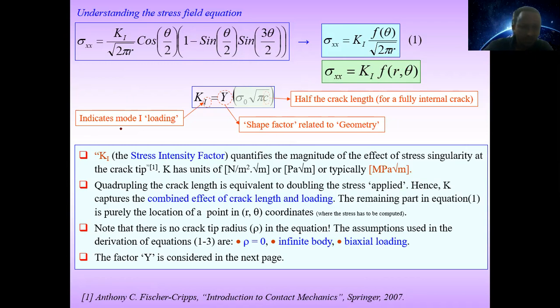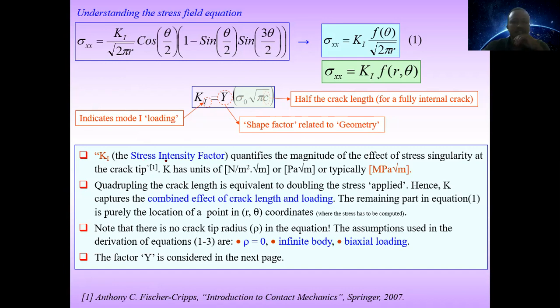So this K1 indicates mode 1 loading. Okay, and Y is the shape factor, the shape factor related to geometry. And sigma naught is the stress, or the far field stress, and c is the half crack length. So this is the relation for K1. So K1 is equal to Y times sigma naught radical pi c.